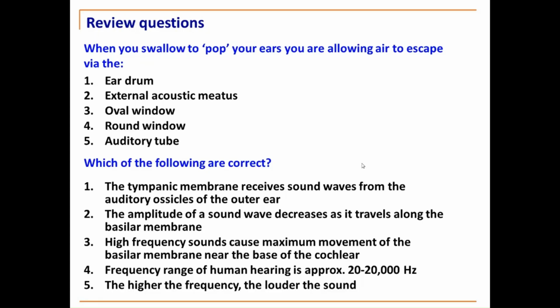And which of the following are correct? The tympanic membrane receives sound waves from the auditory ossicles of the outer ear. That is incorrect. It's the other way round. The amplitude of a sound wave decreases as it travels along the basilar membrane. That's incorrect. The amplitude does not change. High-frequency sounds cause maximum movement of the basilar membrane near the base of the cochlea.